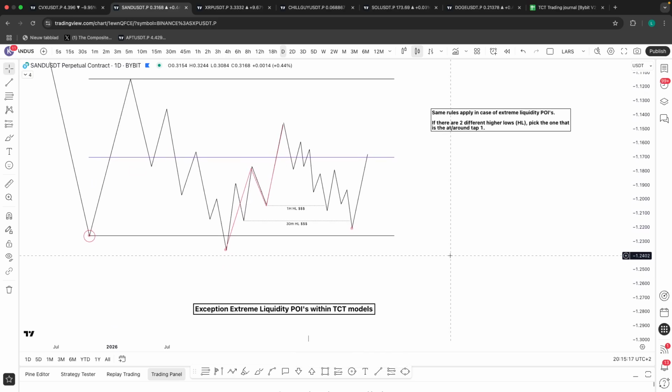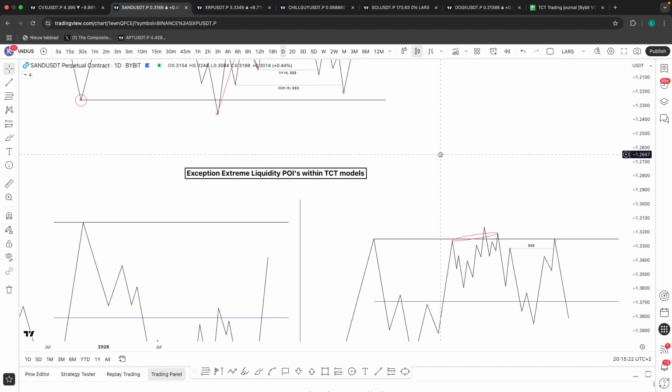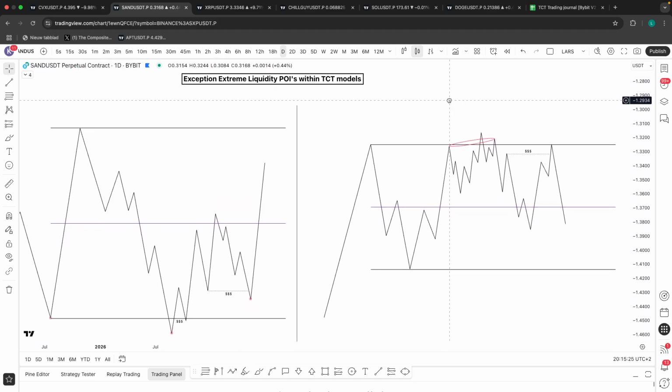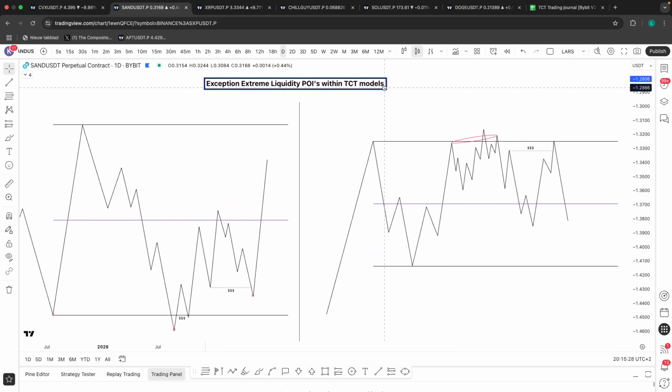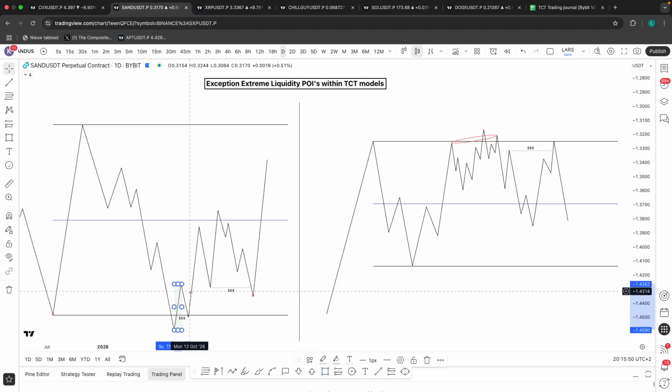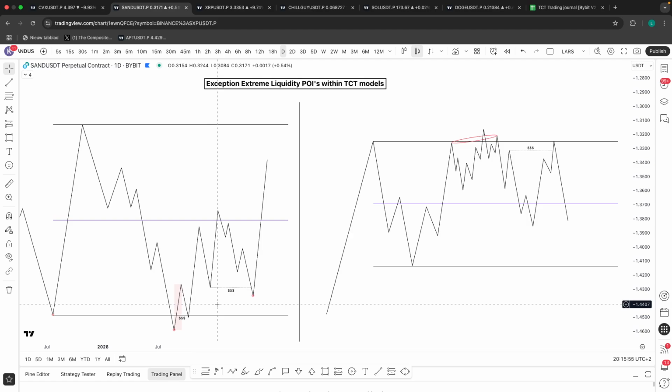And then we obviously have the exceptions of the extreme liquidity POI within TCT models, which is something we have already elaborated on within the liquidity lecture, which is, again, super important to understand. On the left here, we have our Model 2 accumulation schematic, okay? However, we're not going to be using that first higher low if that first higher low grabbed the extremes of that first initial expansion away from the second tap. Exactly like we talked about in the liquidity lecture.